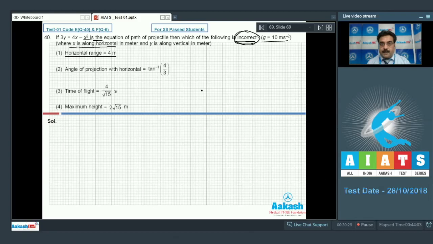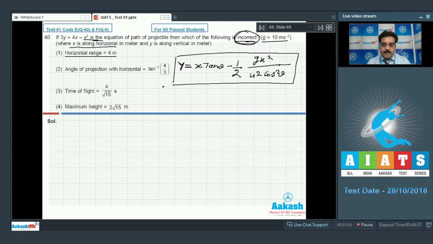So I will start one by one and try to find out which one is correct and which one is incorrect. First I would like to write the equation for projectile motion or the path of a projectile, and that is x tan theta minus 1 by 2 g x square upon u square cos square theta. So this is the equation. Now I am going to start one by one. First, the equation is 3y equals 4x minus x square.